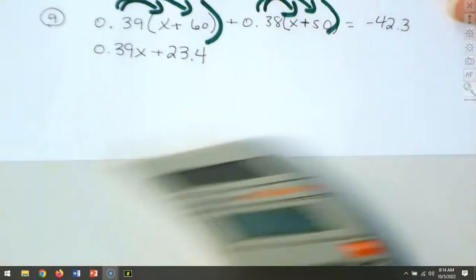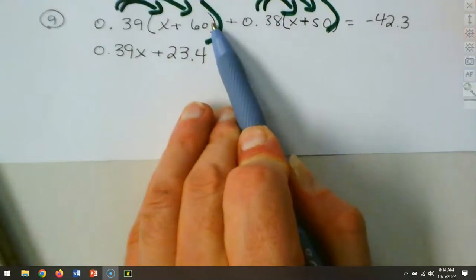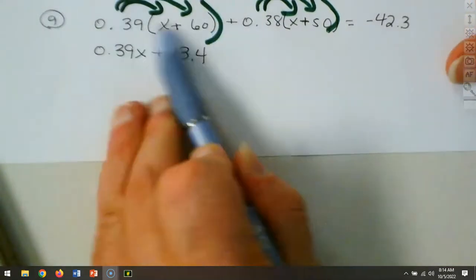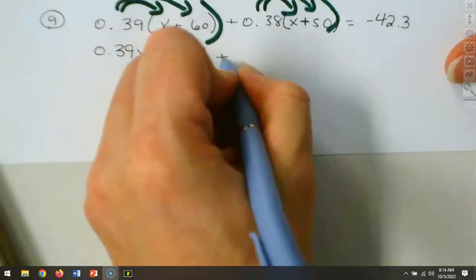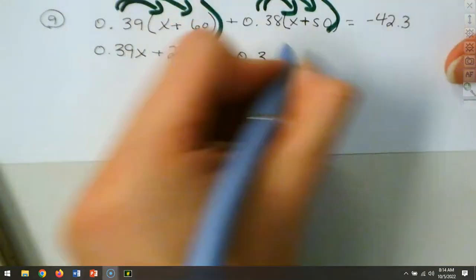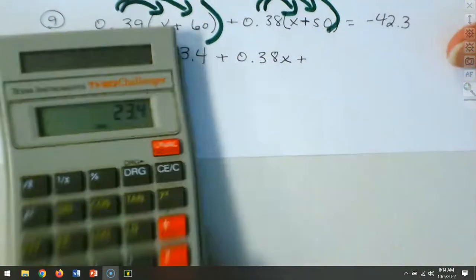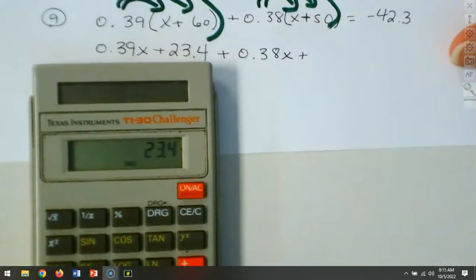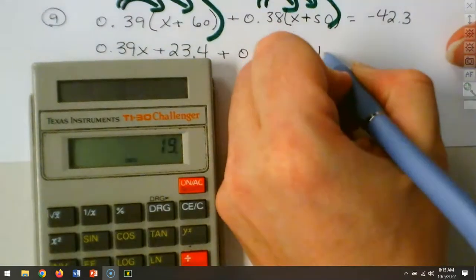Now we stop. Why do we stop? Parentheses. A lot of times students make mistakes when they're just learning and they try to push that through everything. No, we stop at the parentheses. Parentheses tell us where to stop. Then we distribute through and we get a 0.38x. And then what do we have here? Okay, here we have 0.38 times 50, and that gives you now 19.